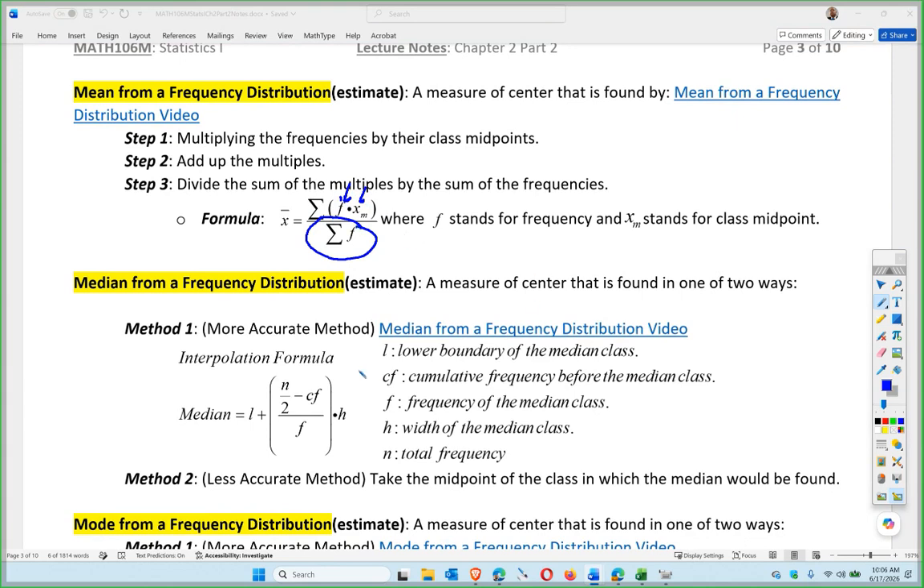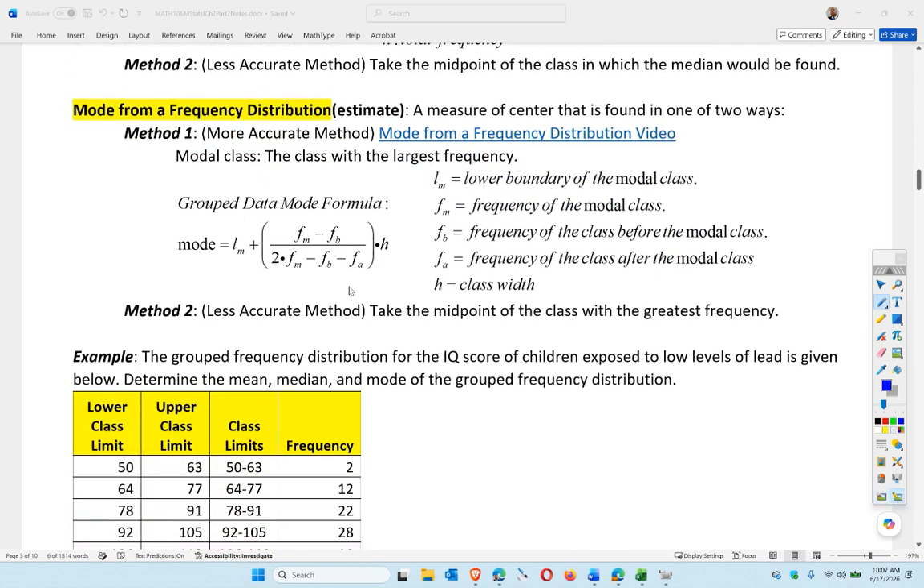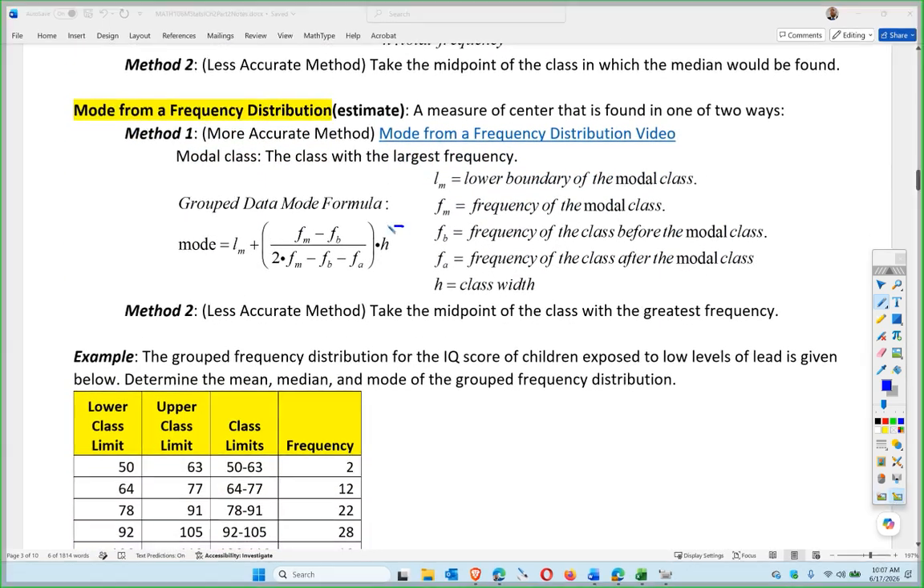And with the median there are two methods. There's the interpolation method, which is using the values in the classes, which is more accurate. The less accurate method is to take the midpoint of the class that the median would be found in basically. And then mode also has two methods. The more accurate method is the grouped data method, which is using the classes themselves, where the mode would exist, versus just taking the midpoint of the class with the greatest frequency, which is the less accurate method.